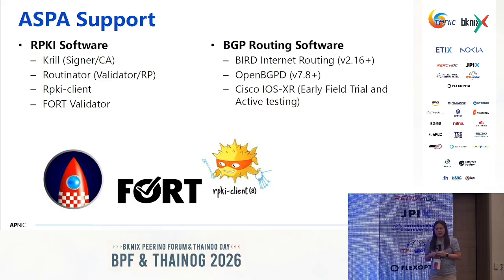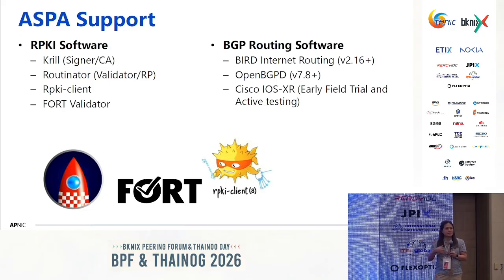For BGP routing software, both BIRD and OpenBGPD have support for ASPA for the versions listed here. Cisco IOS XR, as of last year, was doing an early field test, and as of early this year, that has now moved into active testing. So there is that support, and the ecosystem is moving rapidly in this.